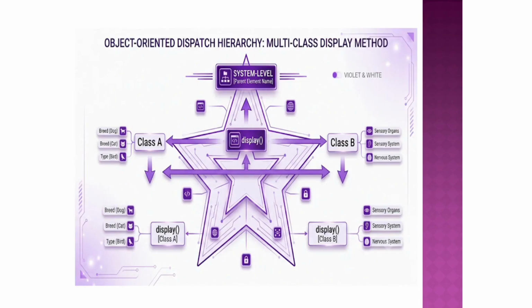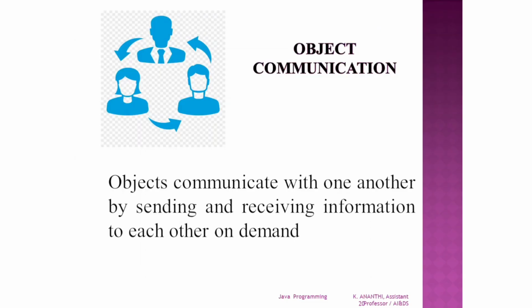Next, object communication. In object-oriented programming, objects don't work alone. They communicate with each other by calling methods and exchanging information. Let's understand this with an online shopping example. Imagine you open Amazon or Flipkart. First, the customer object selects the product. Then the order object creates the order. Next, the payment object processes the payment. Finally, the delivery object delivers the product. Each object has its own responsibility, but they work together to complete one task.